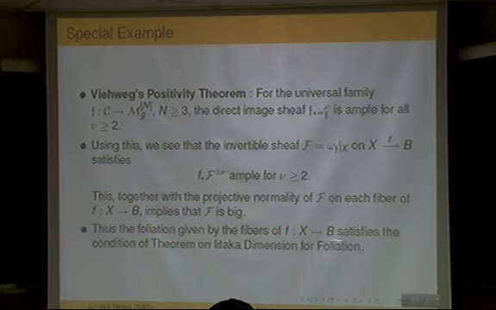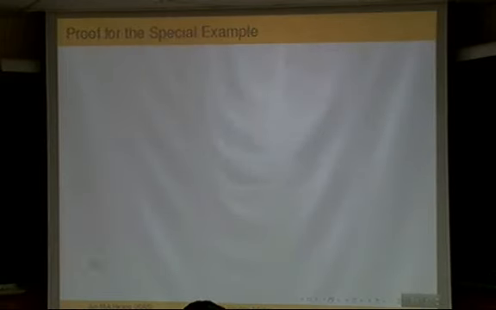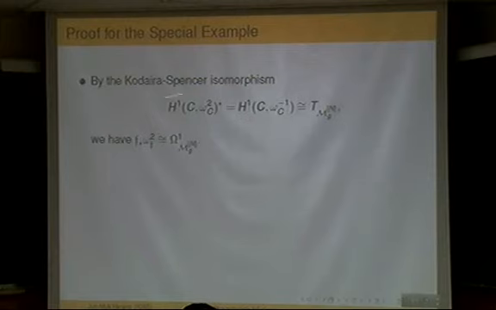Although these are all trivial foliations, these are just given by fibration, this provides many examples where we have algebraic foliation where F is big. Now in this particular special example, it's easy to prove the theorem. So this is well known, but let me record the proof.